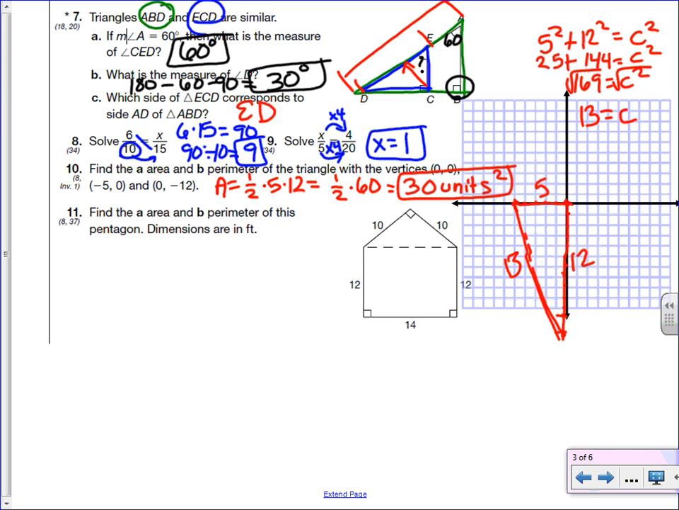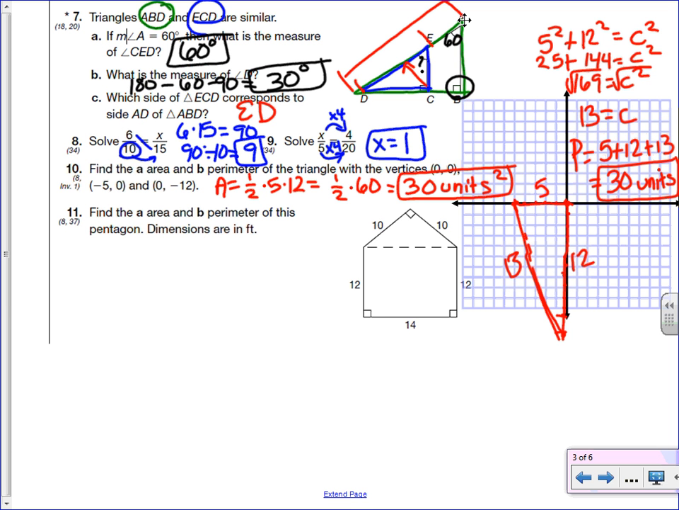So now to find the perimeter, we have 5 plus 12 plus 13. 5 and 12 is 17, and 13 is 30. So this is 30, and it's perimeter, so we just say units. We're not sure what the units are, they're just units.